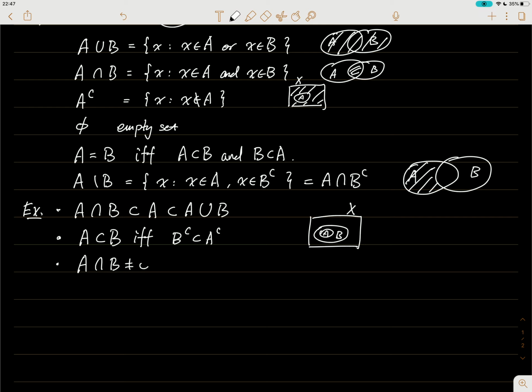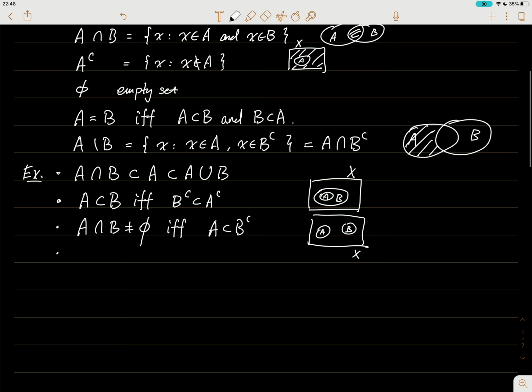A and B do not overlap. So there is another way to say this. If A and B are not overlapping, then you can see from the picture here, this is again X, and A is here, B is here. Then A will be contained in the complement of B. So the complement of B is everything outside of B. So apparently A is a subset of that. Okay.